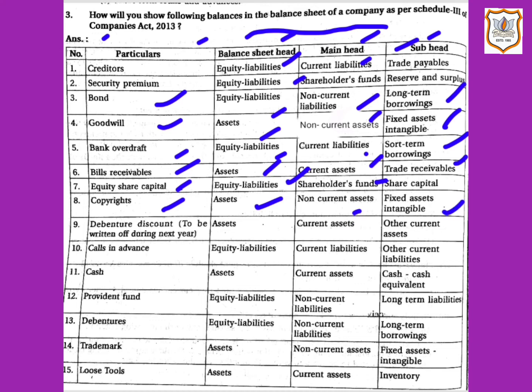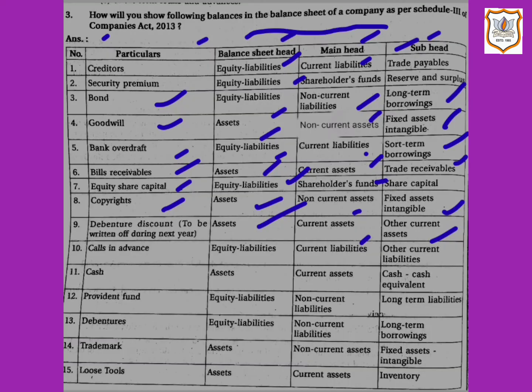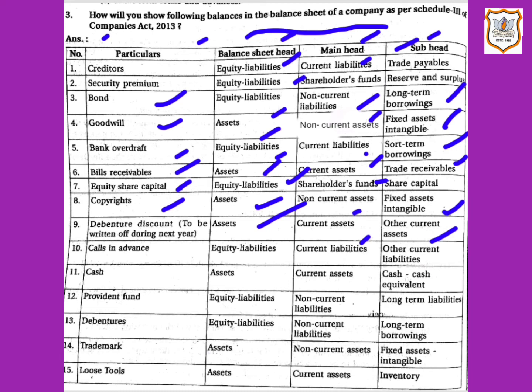Then we have debenture discount. Here it will be shown on asset side under the main heading current assets and under the subheading other current assets. Then we have calls in advance. We know that the amount received in advance for which call has not been made is calls in advance. So in balance sheet it will be shown on equity and liability side under the main head current liabilities, and it is shown as other current liabilities, that is its subheading.